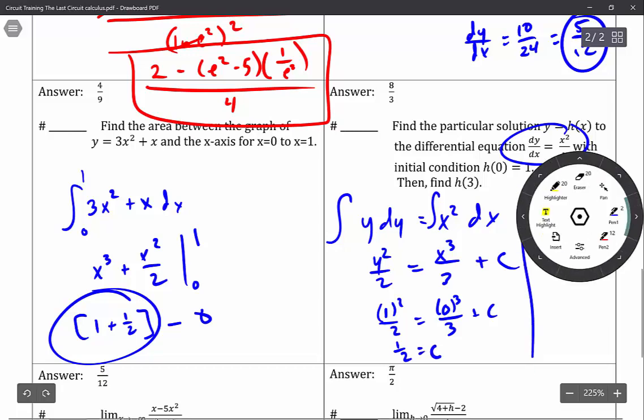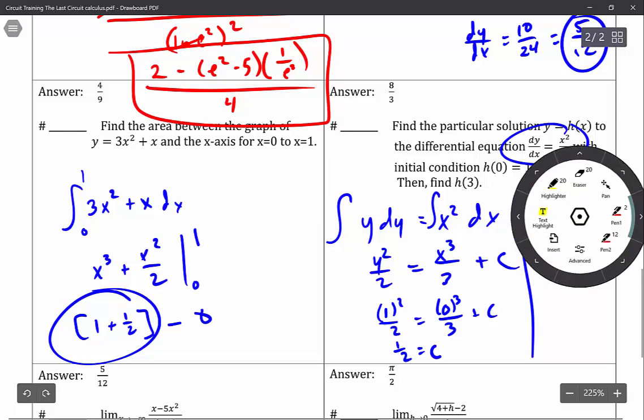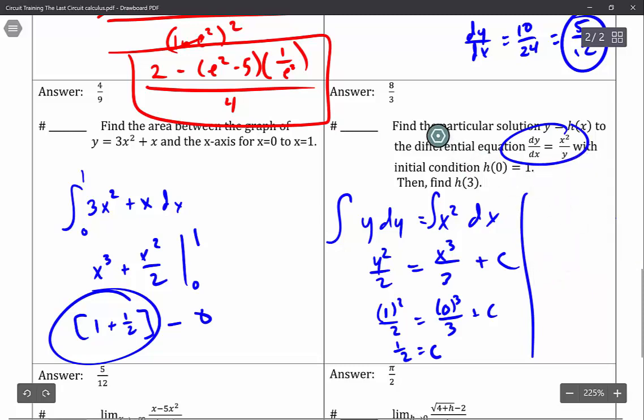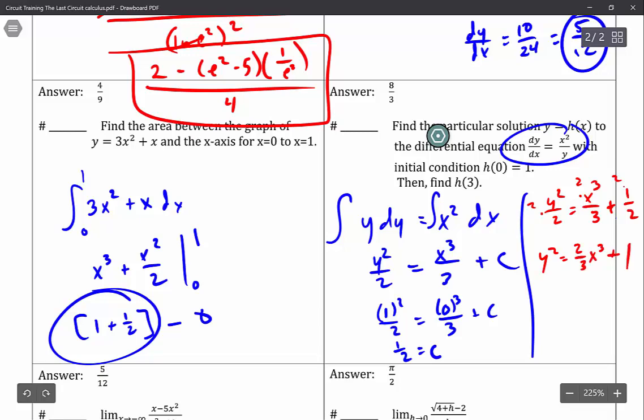So now we have y squared over 2 equals x cubed over 3 plus 1 half. Let's multiply everything by 2. Times 2, times 2, times 2. Y squared equals 2/3 x cubed plus 1. So y equals the square root of 2/3 x cubed plus 1.